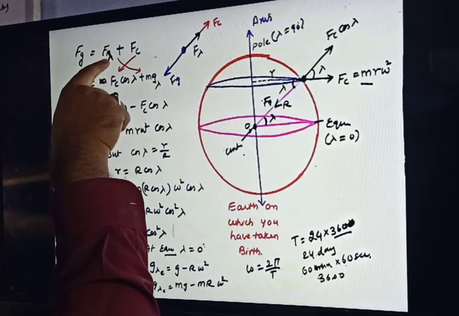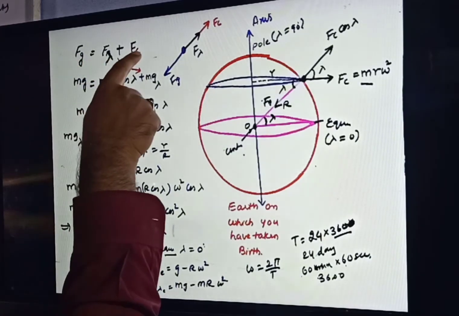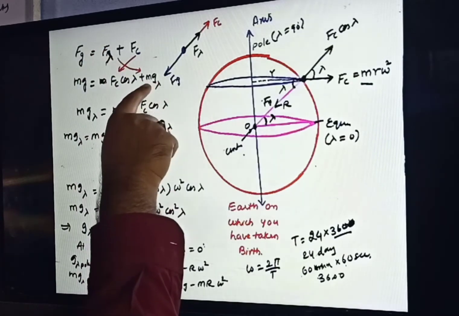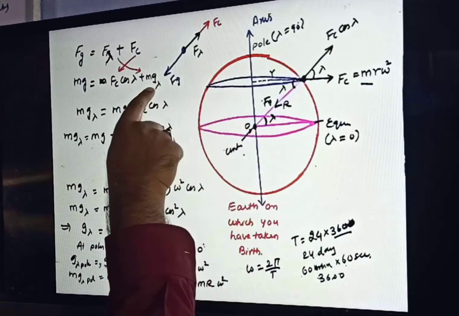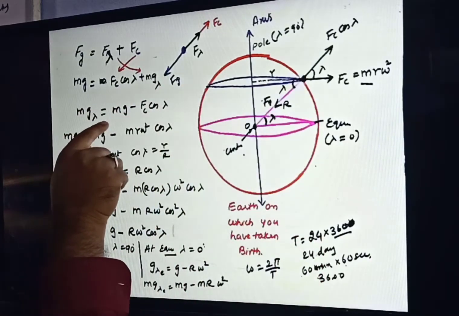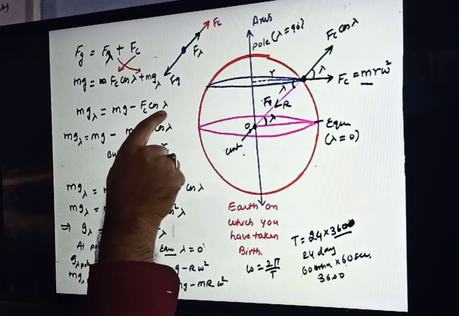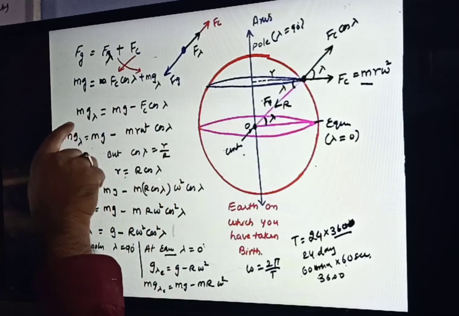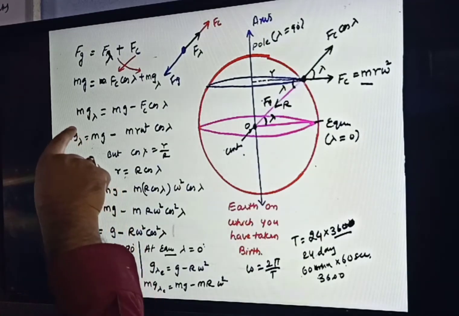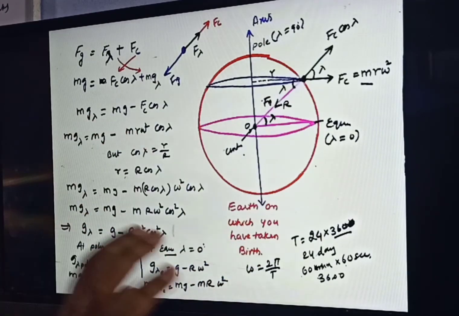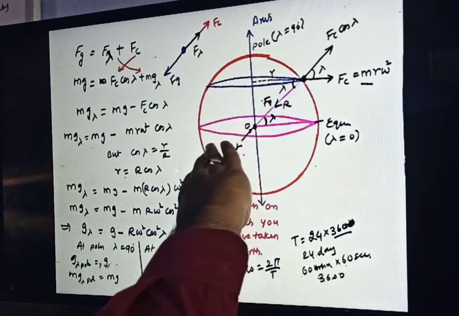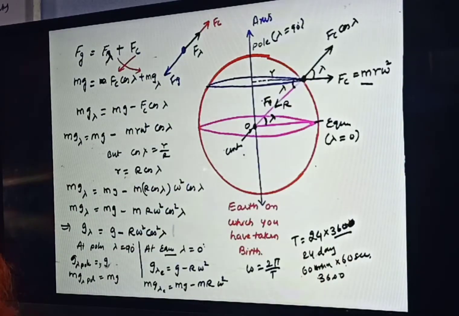Therefore, this is called mg. This is the centrifugal force, taken as Fc cos lambda. And this is taken as mg lambda, which acts at this place. Now mg lambda is considered as mg minus Fc cos lambda. So mg lambda is the resultant force, the difference of mg and the centrifugal force.